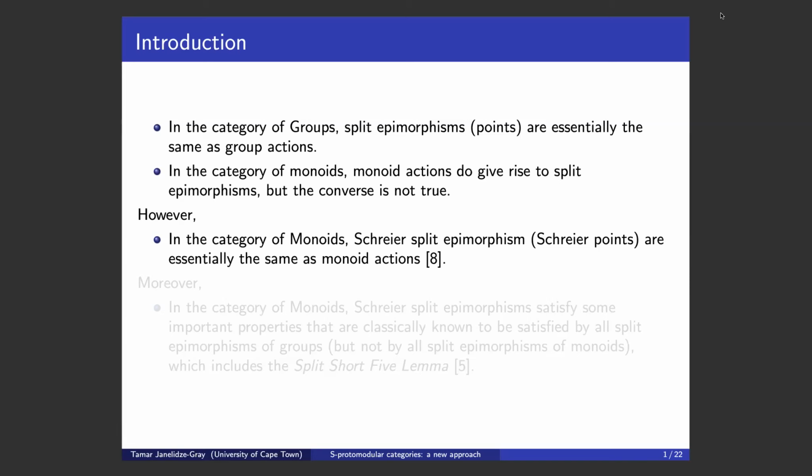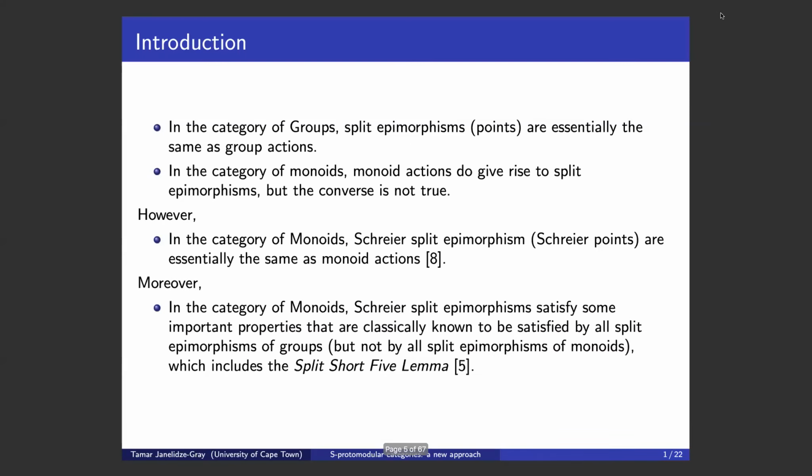a special class of split epimorphisms, namely Schreier split epimorphisms, which turn out to be essentially the same as monoid actions. I am going to define Schreier split epimorphisms more explicitly later on in my talk, but for now we can think of them as surjective homomorphisms between monoids, which have a chosen splitting, which is also a homomorphism, and moreover, there's a special condition on this surjective homomorphism.